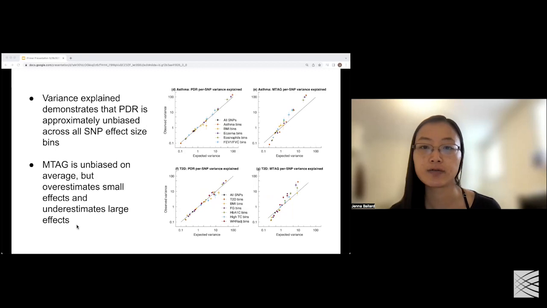Then here we observe the expected and observed variance explained for SNPs binned by effect size for asthma and T2D. We can see that for both traits, PDR is approximately unbiased across all SNP bins, whereas MTAG was unbiased on average, but tended to overestimate smaller effects and underestimate large effects. This is likely because the multivariate normal or infinitesimal prior used by BLUP does not enable a small percentage of SNPs to have large effects.